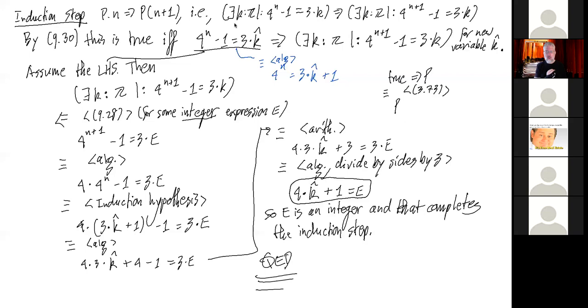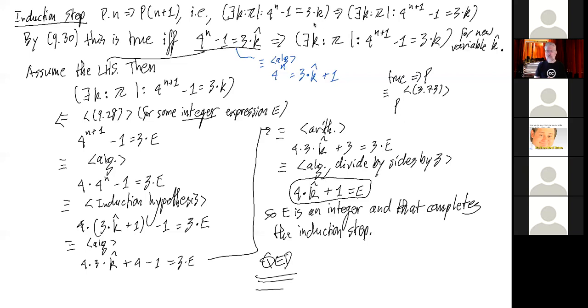Yes, thank you. Okay. Have we done division problems? Divisibility problems? That's just what this one was, because we were showing that 4 to the n minus 1 is divisible by 3. Yeah, okay. And we formalize that as an exists.